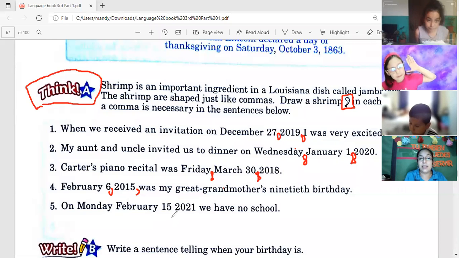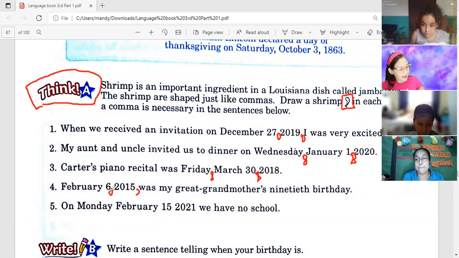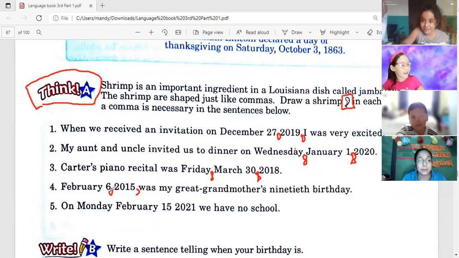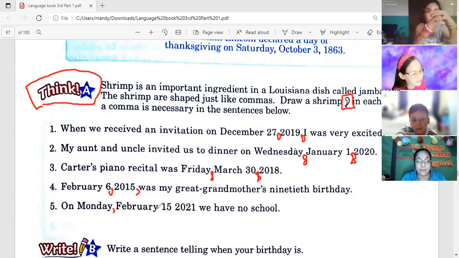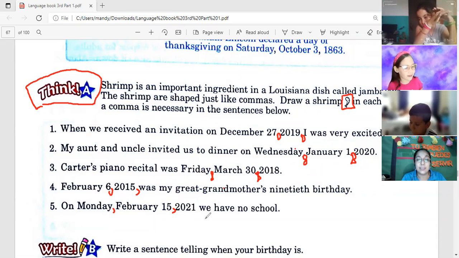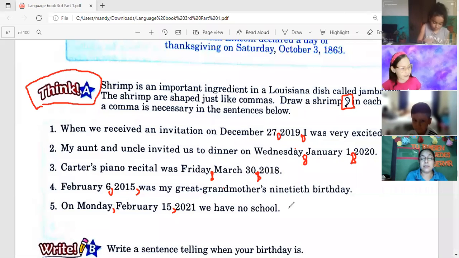Okay, number five. Tell me, Jimena. Excellent. The last one, tell me. Monday, comma, February 15, comma, 2021. Now it's cool. Excellent. On Monday, comma, February 15, comma, 2021, we have no school.